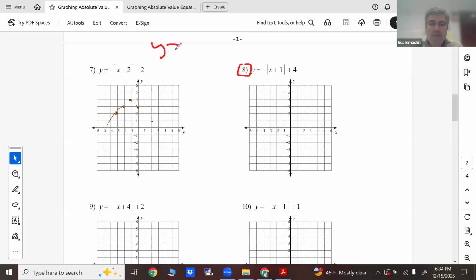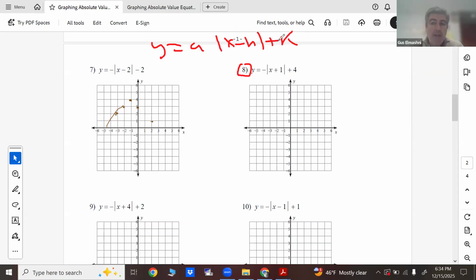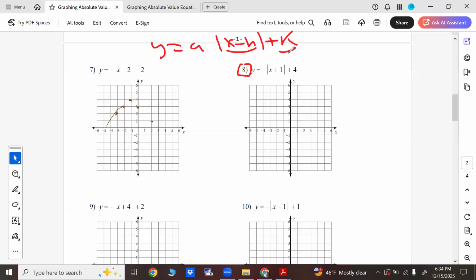So what you're noticing is a trend. And that's a general formula. I didn't want to start that way because I want you to think numerically about what's going on. H represents the x coordinate of the vertex, which in this case would be -1. K, of course, is 4. And A is the leading coefficient. It's negative, so you go down one, right one, whatever.